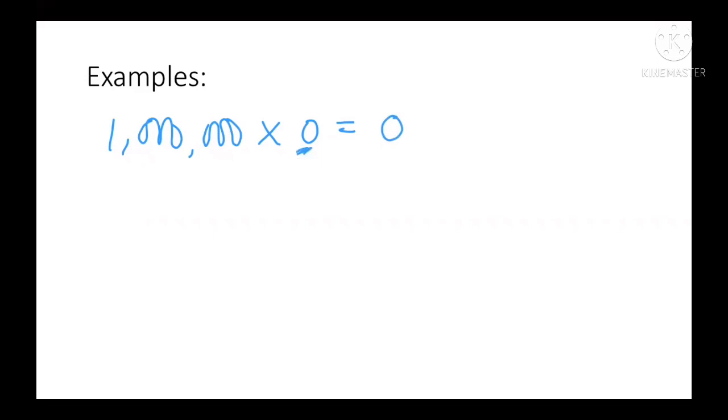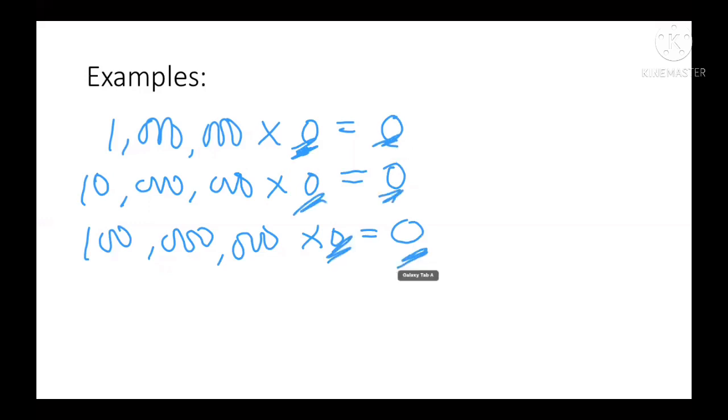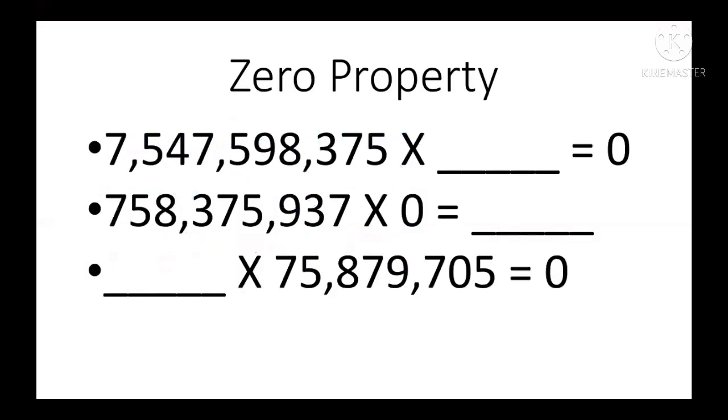Okay? 10 million times 0 is always 0. 100 million times 0 is always 0. Okay? So any number, if you will multiply it by 0, the answer is always 0. As easy as that. Okay? Let us try to answer the following. I will give you 10 seconds because this one is super easy. Only 10 seconds. Your time starts now.